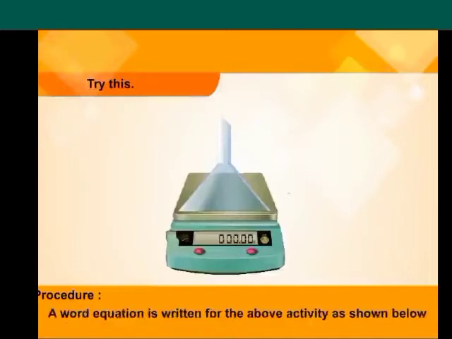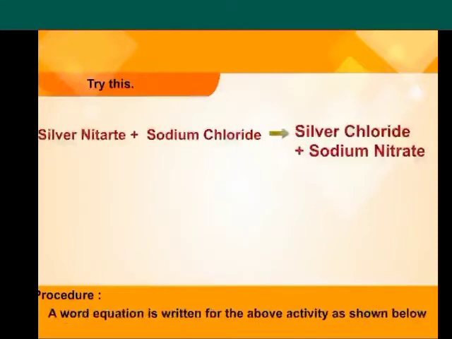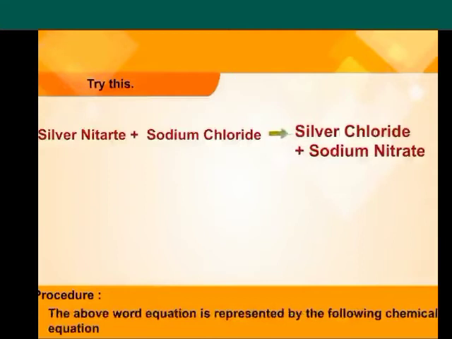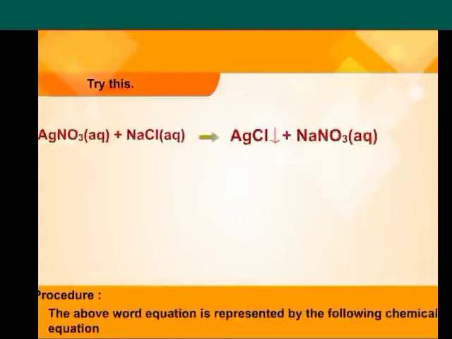A word equation is written for the above activity as shown below. Silver nitrate plus sodium chloride goes to silver chloride plus sodium nitrate. The above word equation is represented by the following chemical equation. AgNO3(aq) plus NaCl(aq) goes to AgCl(s) (white precipitate, downward arrow) plus NaNO3(aq).